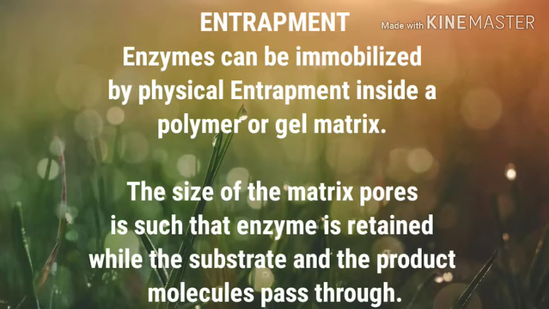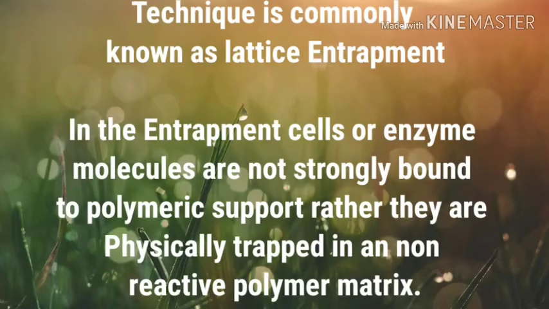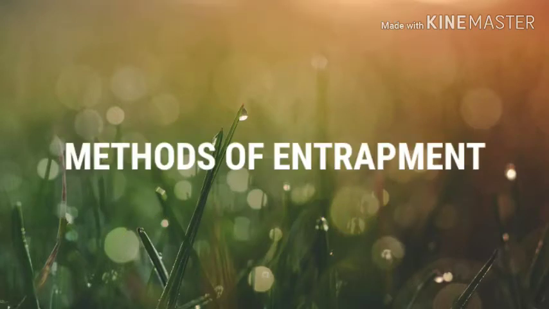Enzymes can be immobilized by physical entrapment inside a polymer or gel matrix. The size of the matrix pores is such that enzyme is retained while the substrate and the product molecules pass through. This technique is commonly known as lattice entrapment. In entrapment, cells or enzyme molecules are not strongly bound to polymeric support, rather they are physically trapped in a non-reactive polymer matrix. Methods of entrapment.